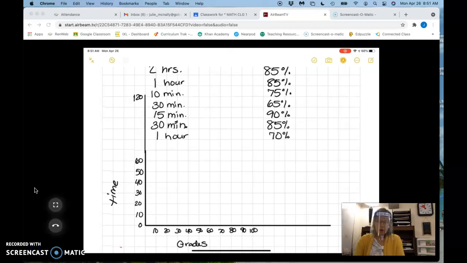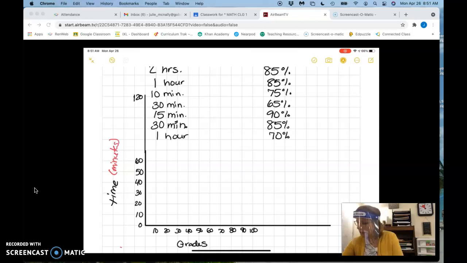So we've made our scatter plot and we're just going to plot the information now. So the person that studied for 2 hours, this is my time in minutes, got an 85. So I'm going to put a dot right there for 120 minutes and 85%. And then 1 hour is also an 85. And 10 minutes was a 75. 30 minutes was a 65. 15 minutes was a 90. 30, 85, and an hour, 70.